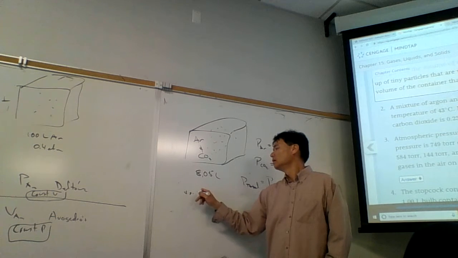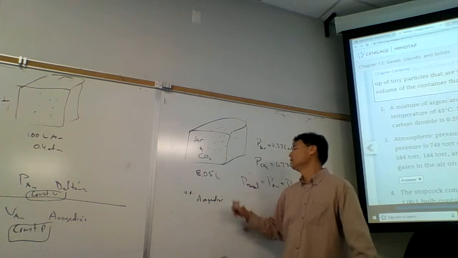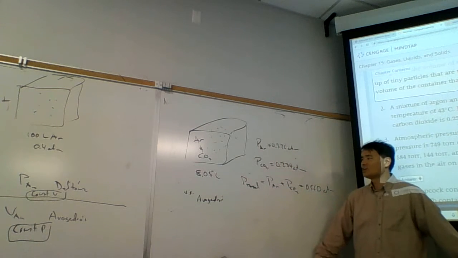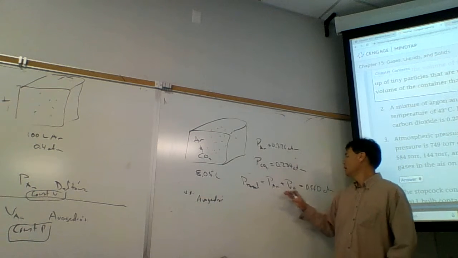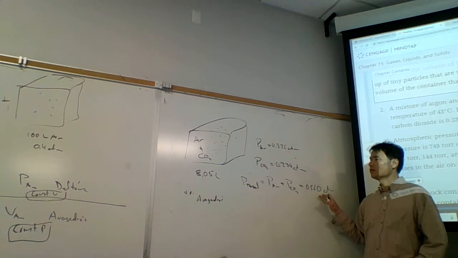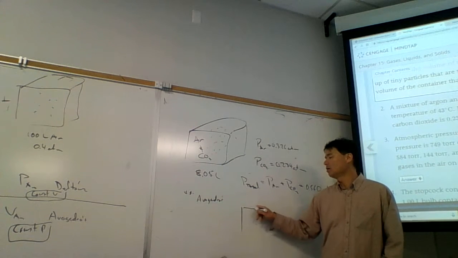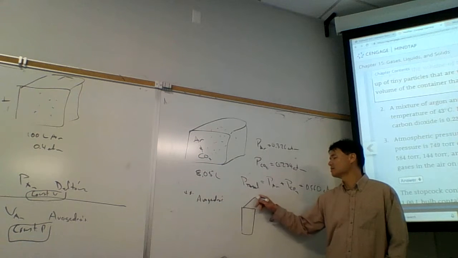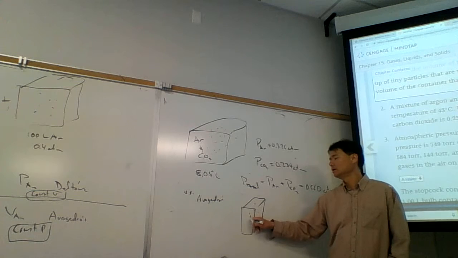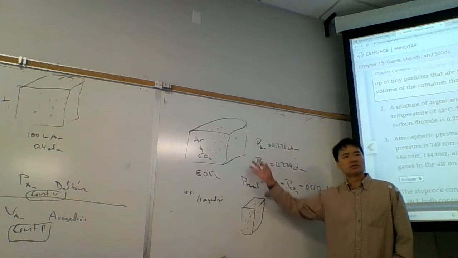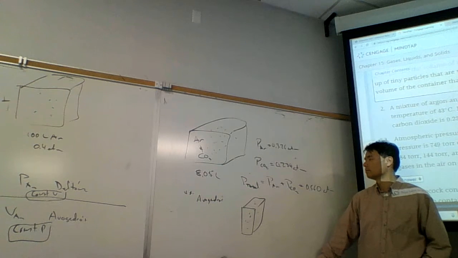Versus Avogadro's. Avogadro's would look at this mixture differently. Avogadro's would split it into smaller boxes. So for example, I know the total pressure is 0.560 atmospheres, and I want to maintain that pressure. So I want the argon to maintain the pressure of 0.560 atmospheres. That means I have to cut down the size of the box to get the same number of collisions as the total. And so this is going to be a smaller box.